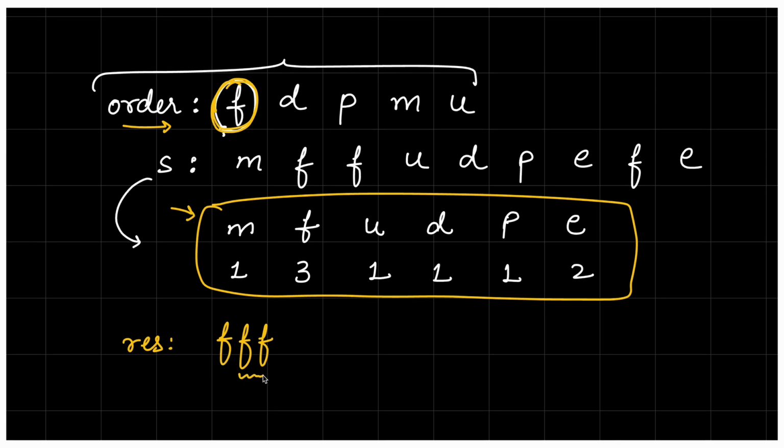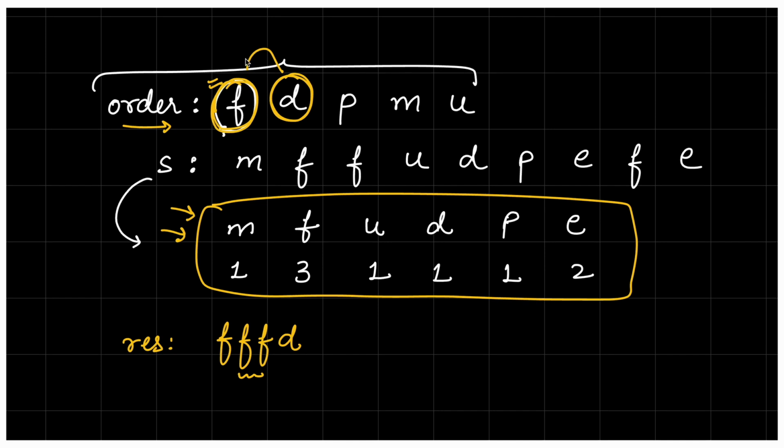Rest of the characters I can append them here itself, because extra characters can be appended anywhere, right? So I'm appending them over here. Now we are done with the f. Now let's move to the next character, which is d. And once again I will check whether this d is present in my frequency map. So yes, d is present in my frequency map. So make sure that you utilize it right here, right? So I will take this d and add it the frequency number of times, right?